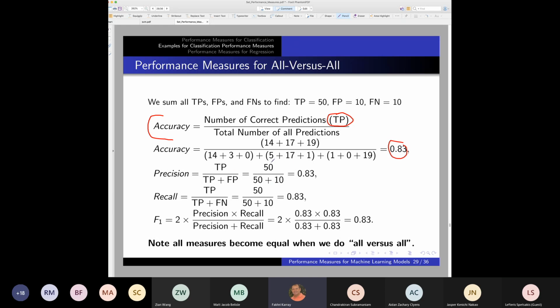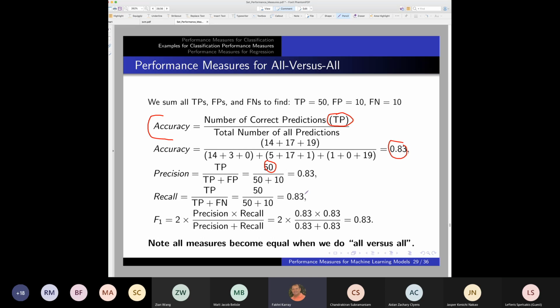For the precision, we do the same thing. We add up all the true positives, which are equal to 50 here, okay? And we divide these values by true positive plus false positive for all the classes in the system, okay? So these are the values for the precision. So we have 83% here. And it happens that in this particular case, the precision is equal to the recall.